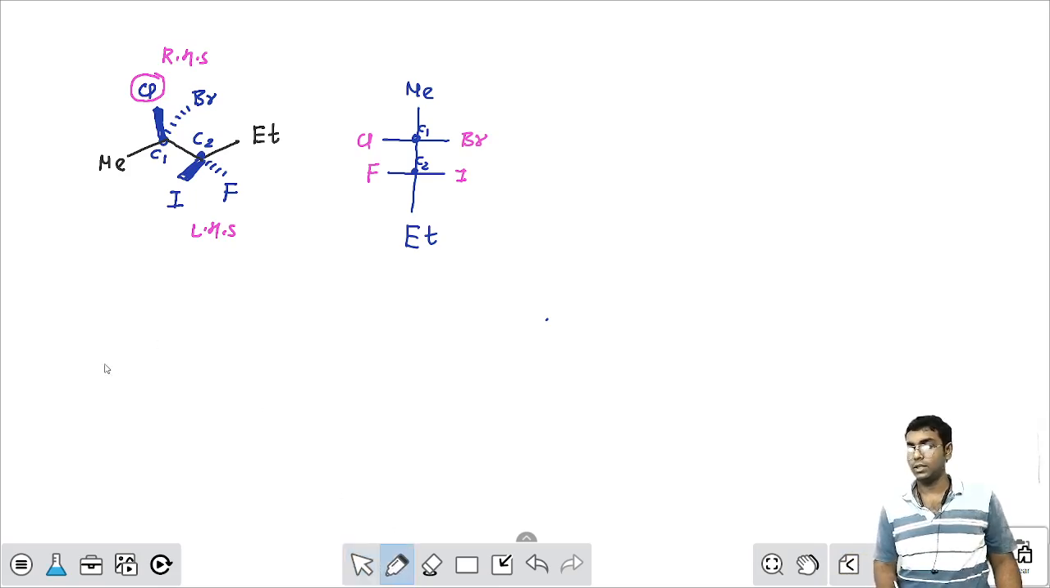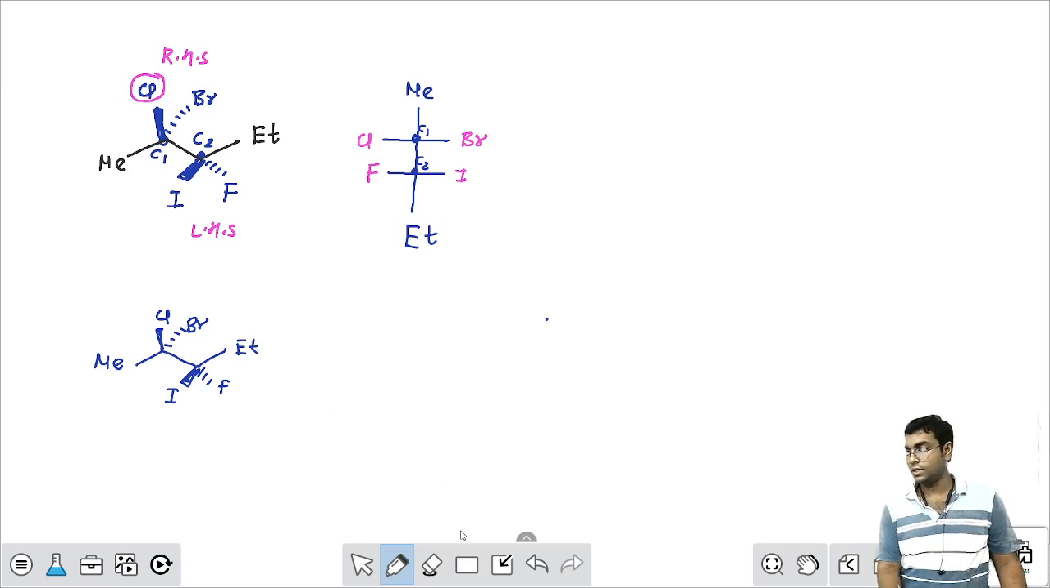Okay, let me draw another time then. So methyl, ethyl, right? Chlorine, bromine. Here above the plane is iodine and below the plane is fluorine.